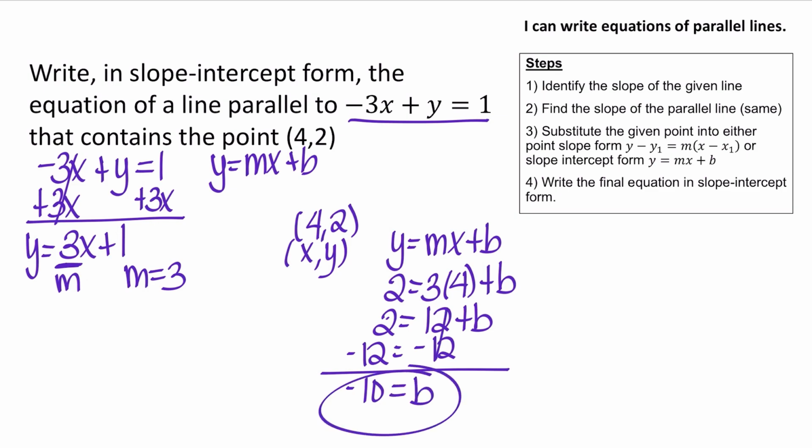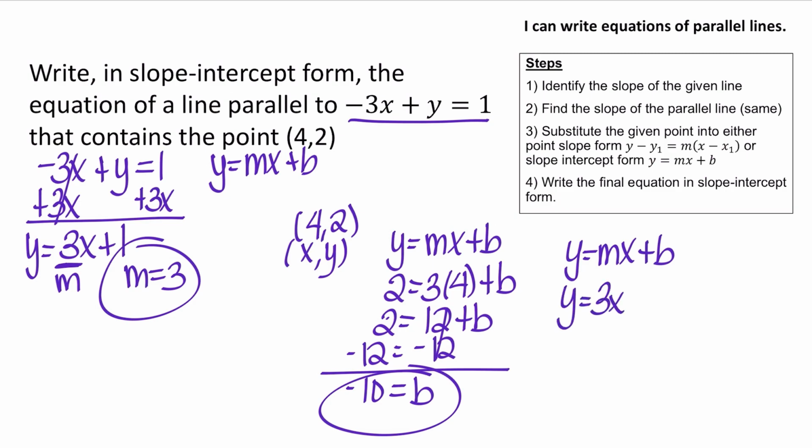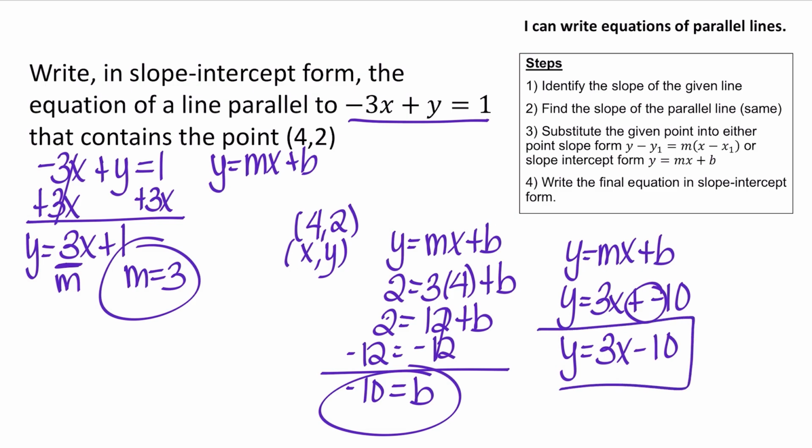So I have b and I have m. So I can write in y equals mx plus b, substituting in these values, which gives me y equals 3x plus negative 10. And remember, the plus negative I can rewrite as a subtraction sign. So I have y equals 3x minus 10.